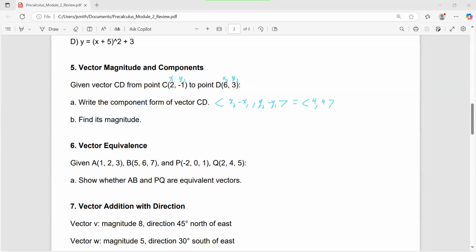Now, once you have the correct component form, remember to find the magnitude. It's just the square root of a squared plus b squared. This is now technically your a and your b. So now I'm just going to do 4 squared plus 4 squared. What's 4 squared? So what's 16 plus 16? Very good.